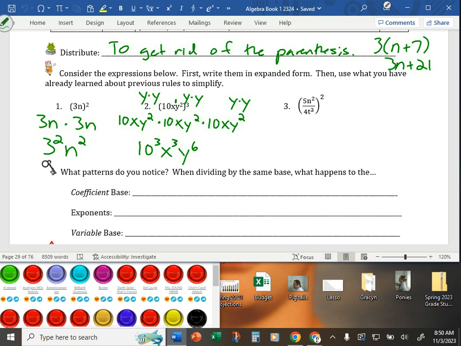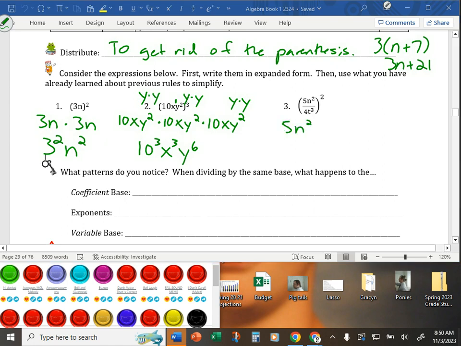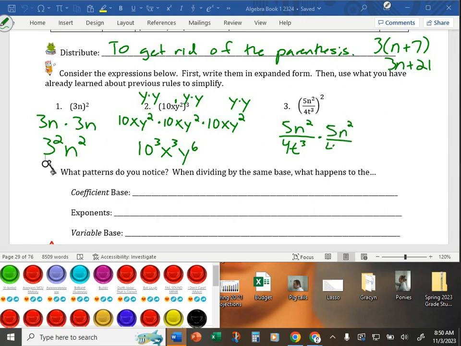All right. Last one. We have parentheses, and inside of the parentheses is a fraction. We have the exponent on the outside here, that power of 2, which means that the entire fraction is being squared. So we have 5n squared over 4t cubed times another 5n squared over 4t cubed. Whatever's inside of those parentheses, that's what the base is for that power on the outside.